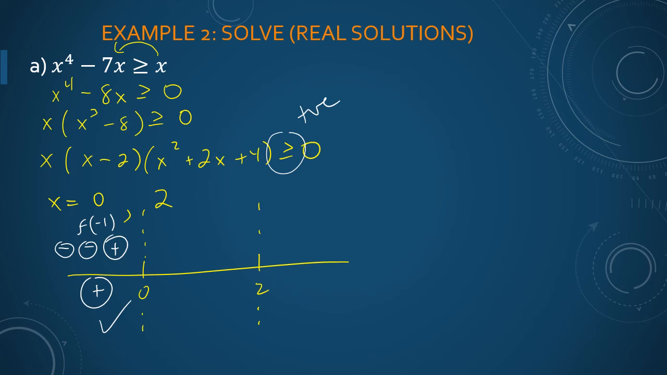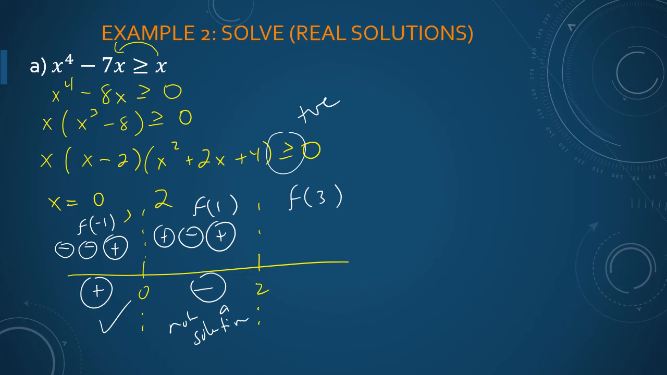Pick something between 0 and 2, let's say 1. Put 1 into all 3 factors. You should get positive, negative, positive. That makes a negative, not a solution. And then pick a number bigger than 2. Let's say 3. When you put 3 in, you should get positive, positive, positive. Overall result, positive. That is a solution.